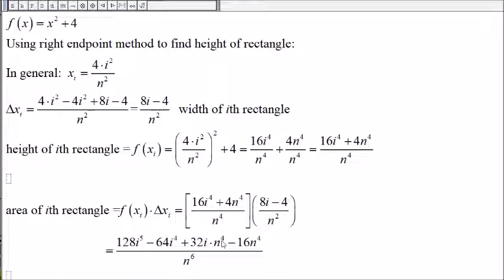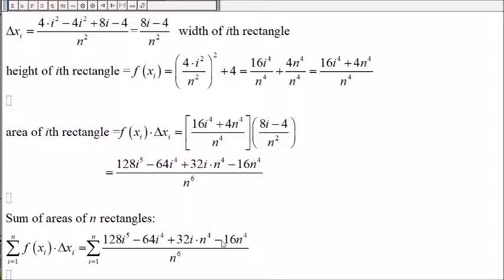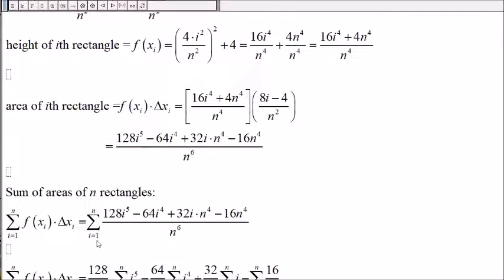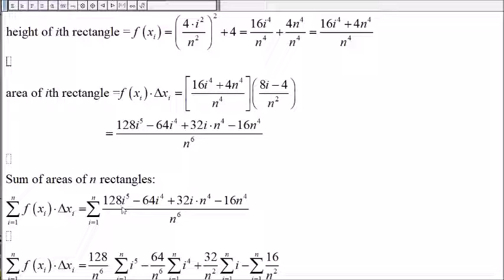And now let's find the areas of n number of rectangles. And so this is the sum of areas of n rectangles. And so we just do summation from 1 to n. And then now let's separate these terms right here. So it'll be 128 over n to the 6th, which is what we have right here, and then the summation of i to the 5th.